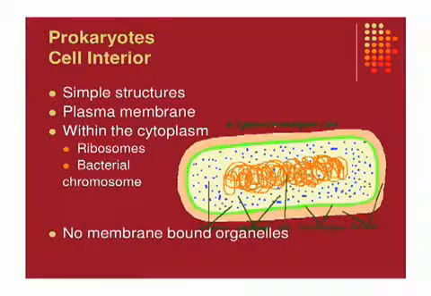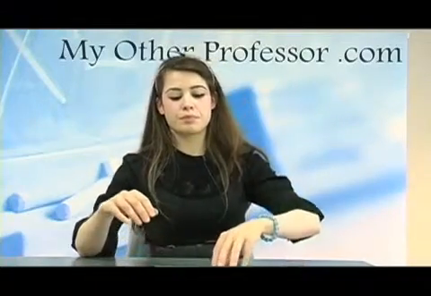The plasma membrane also facilitates cell division, and then the ribosomes inside the cytoplasm also help facilitate protein synthesis. And in terms of the hereditary information, the chromosome is a bacterial, simple-shaped DNA. And of course, as we said before, there are no complex membrane-bound organelles found in prokaryotes.